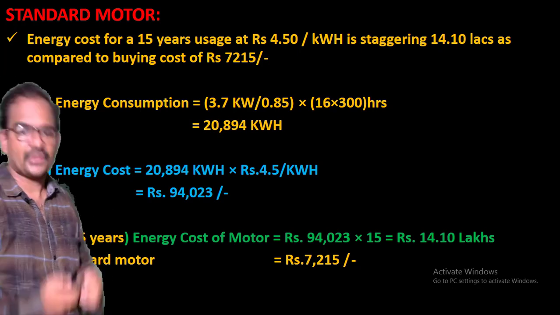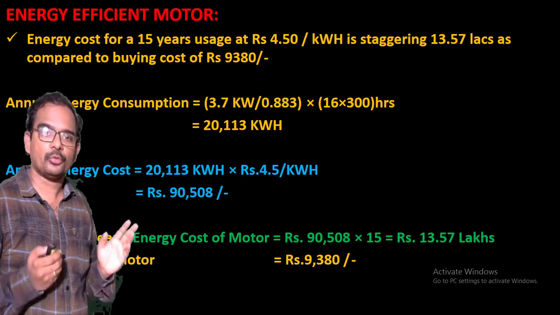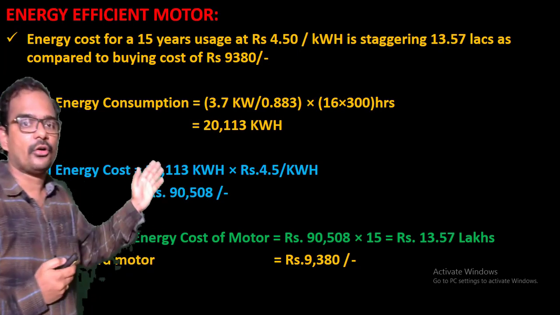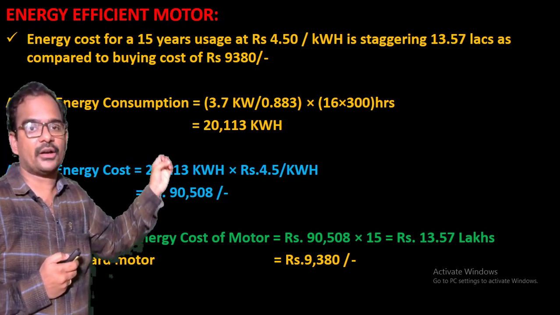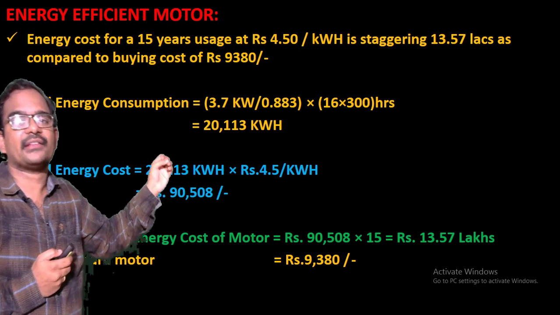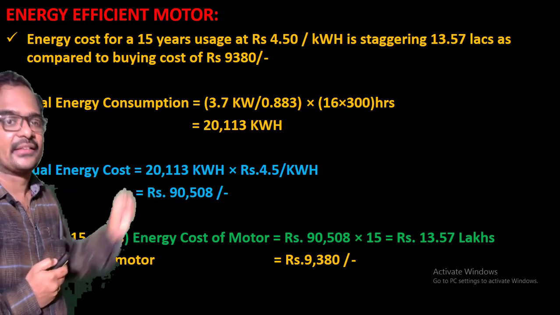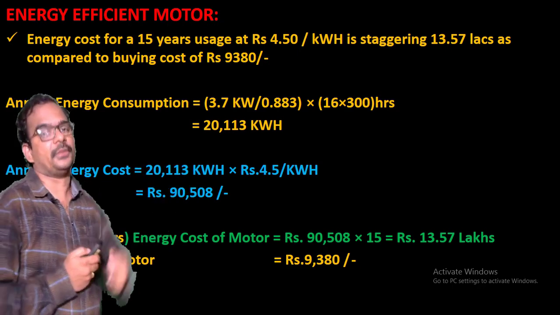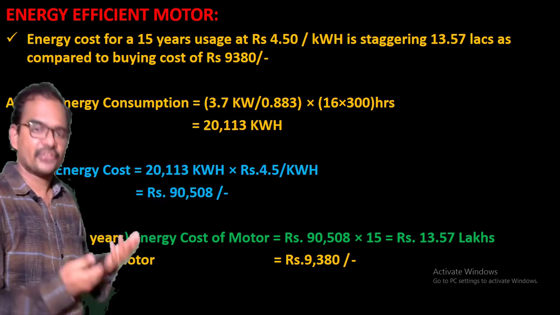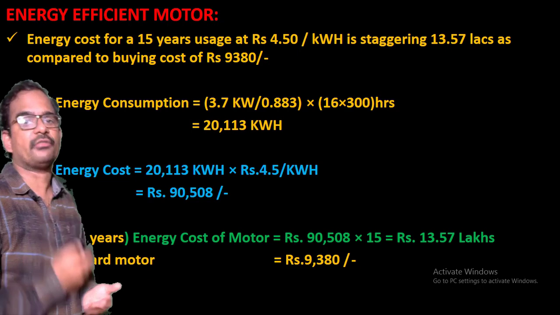This validates our statement. The same is true for an energy efficient motor as well. Now I am giving a statement. The energy cost for 15 years of usage at a rate of 4.5 rupees per kilowatt hour is a staggering 13.57 lakhs, as compared to the buying cost of 9,380 rupees. In the same way, now let's calculate how you get this 13.57 lakhs.